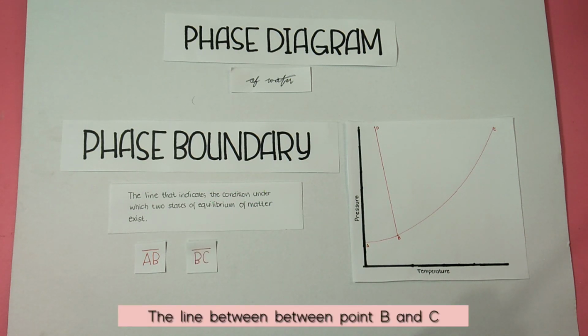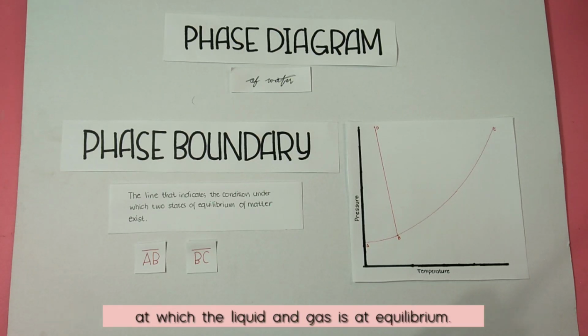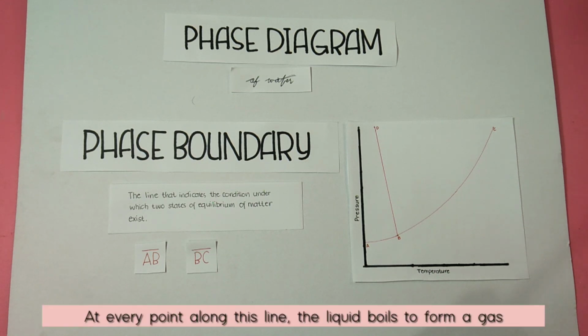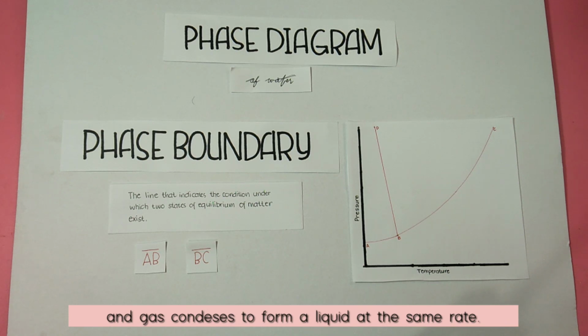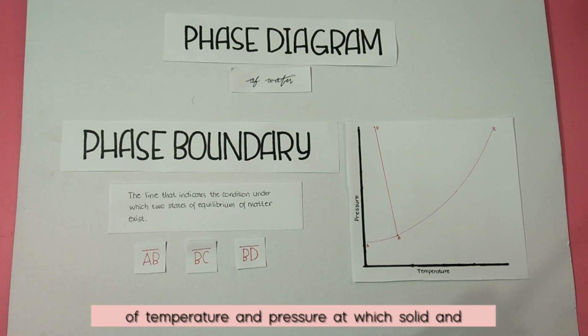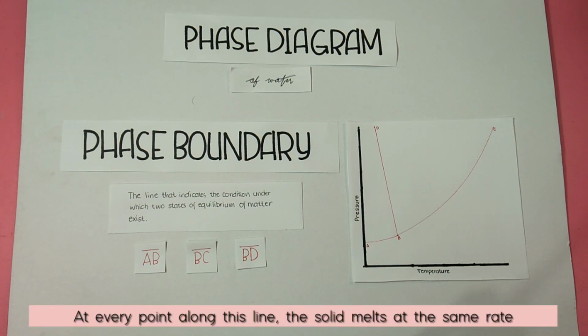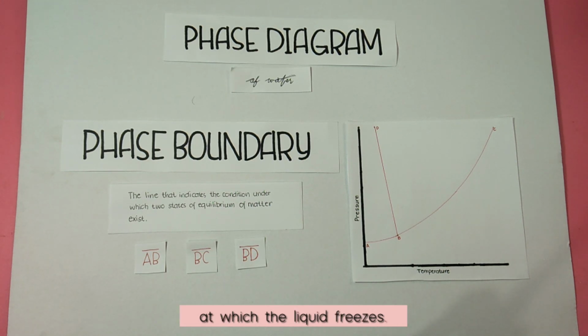The line between point B and C contains all the combinations of temperature and pressure at which the liquid and gas are in equilibrium. At every point along this line, the liquid boils to form a gas and the gas condenses to form a liquid at the same rate. The line between point B and D contains all the combinations of temperature and pressure at which solid and liquid are in equilibrium. At every point along this line, the solid melts at the same rate at which the liquid freezes.